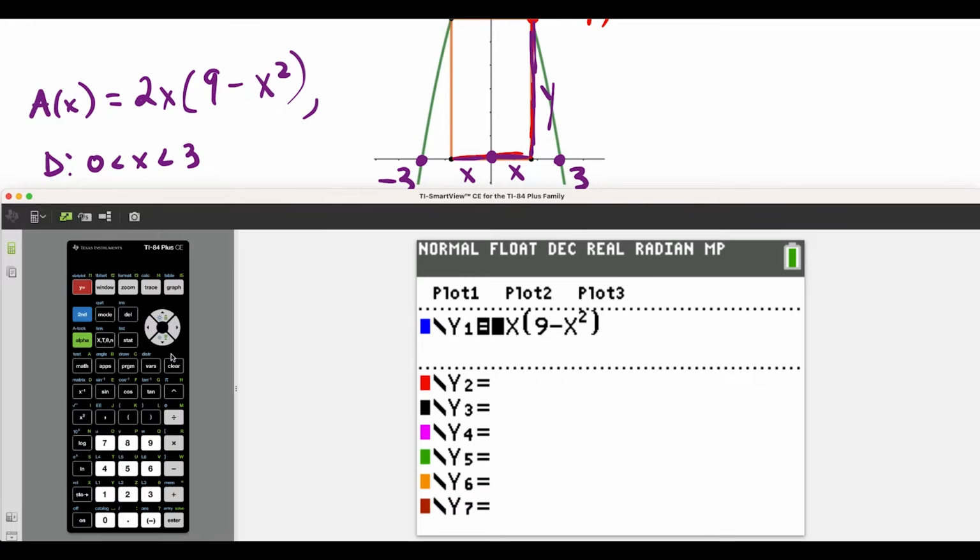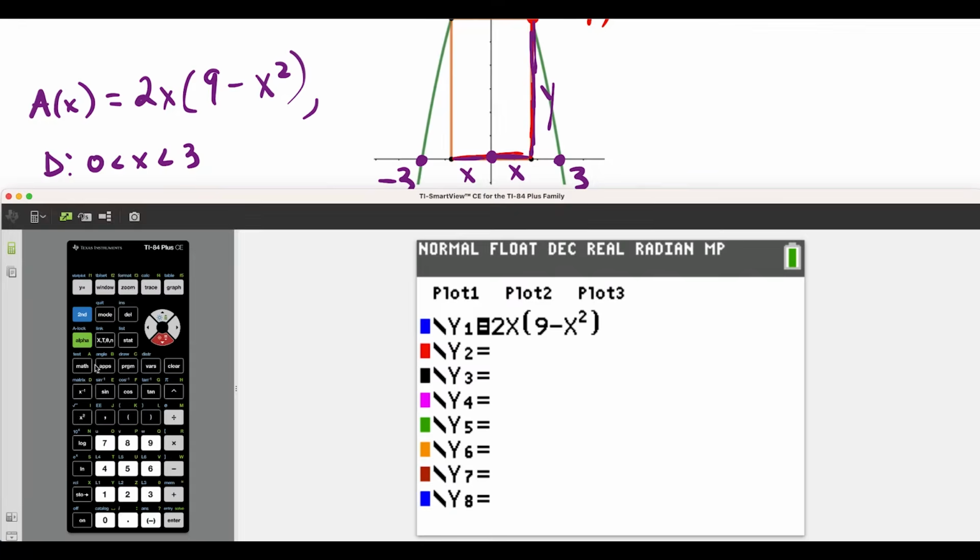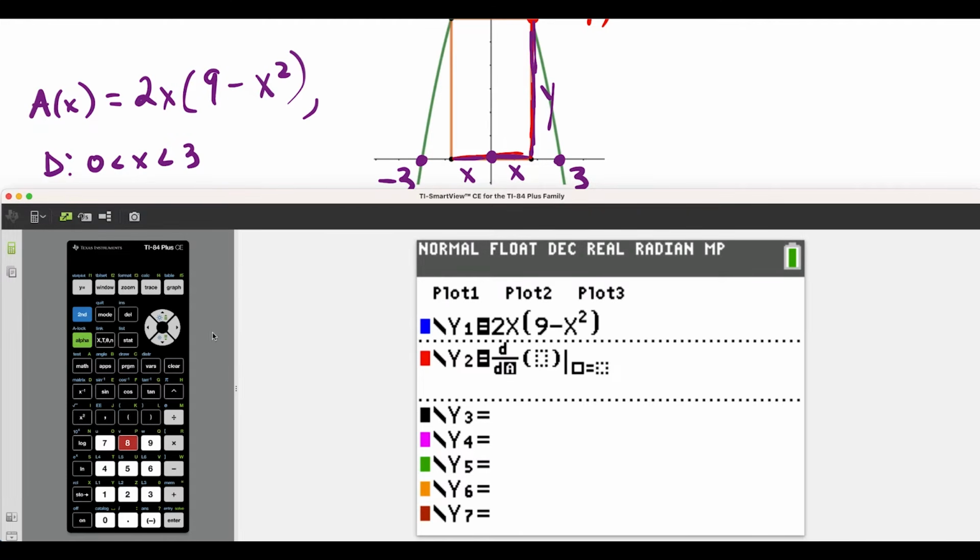But let's say we wanted to include derivatives in our solution. Then we could just go over to the y2 and press math 8 to take the derivative of the first equation.